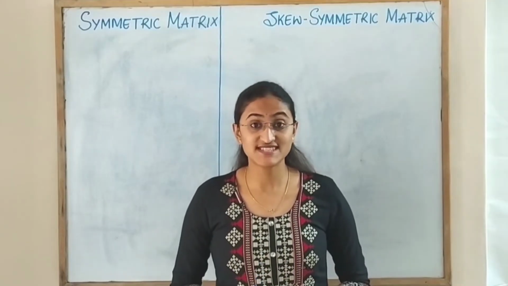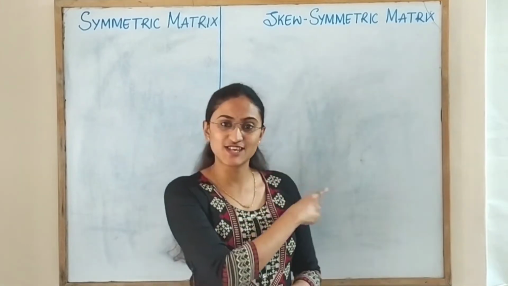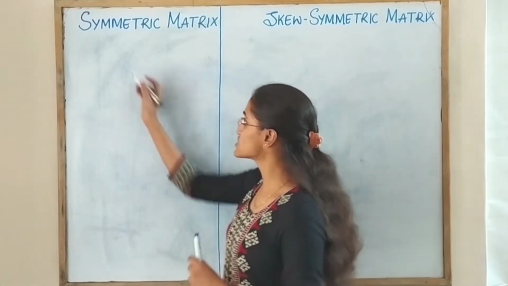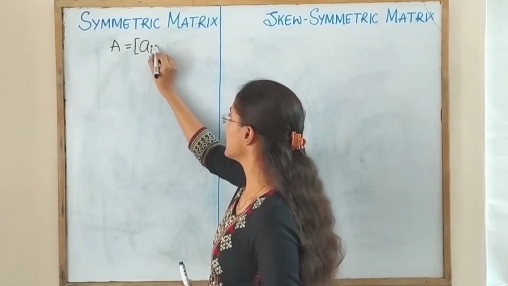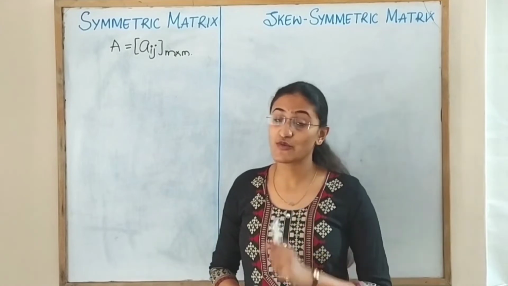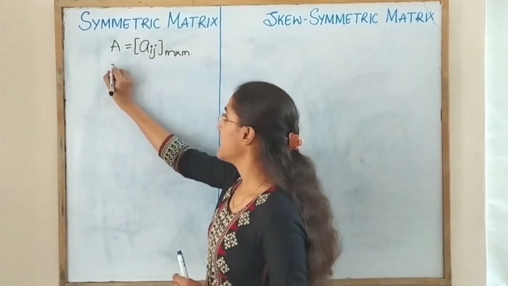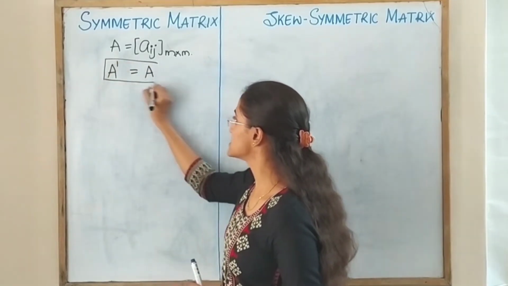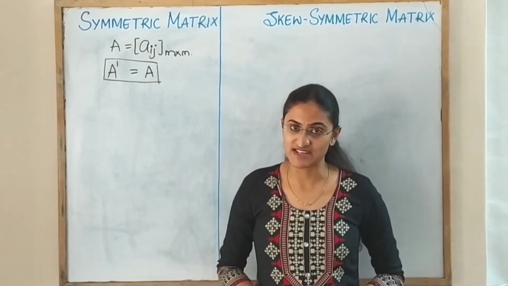You can just check out these properties while doing the problems. Now, we shall discuss the very interesting matrices, symmetric and skew symmetric matrices. Starting with symmetric matrix, take a square matrix A which is equal to Aij of order m cross m. Then this square matrix is said to be a symmetric matrix only if A transpose is equal to A. If this condition is satisfied, then a square matrix can be said to be a symmetric matrix.